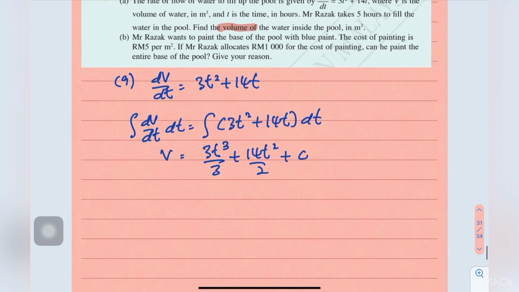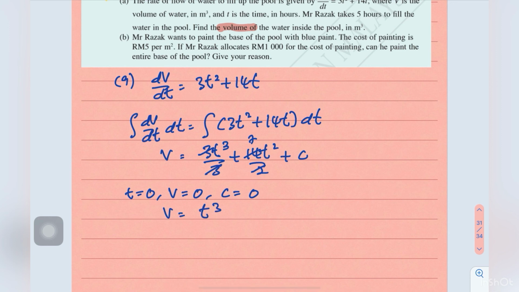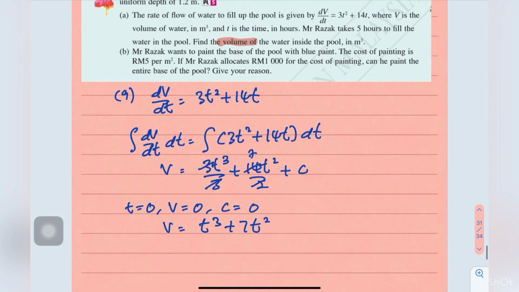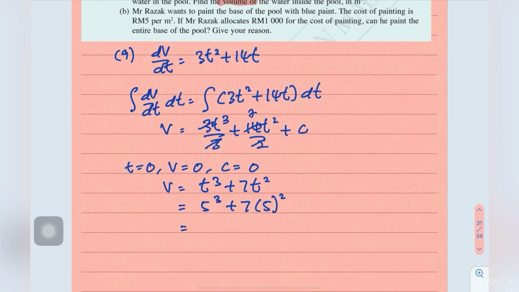Okay, so we can simplify this one. Because no information is given from the question, we assume when t equals 0, V equals 0, then c equals 0. So therefore V is t cubed plus 7t squared. Now from question A, we need to find volume after 5 hours, meaning that t equals 5. So substitute t equals 5: 5 cubed plus 7 times 5 squared. So this one is 300 meter cube.